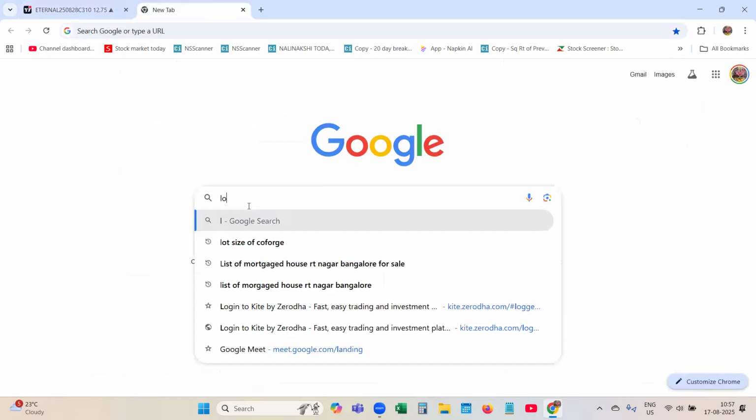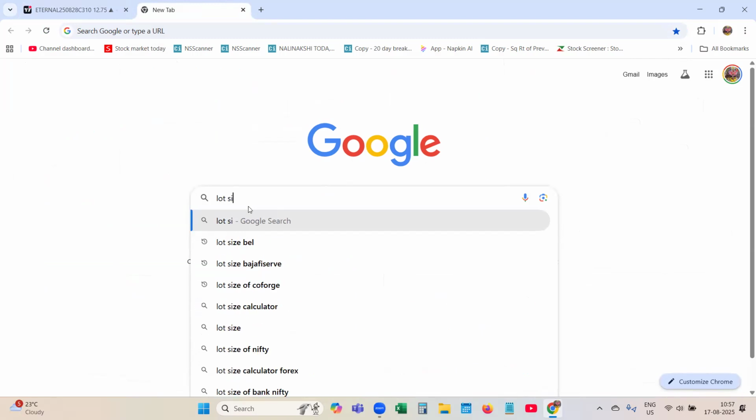And let me check the lot size for Eternal.